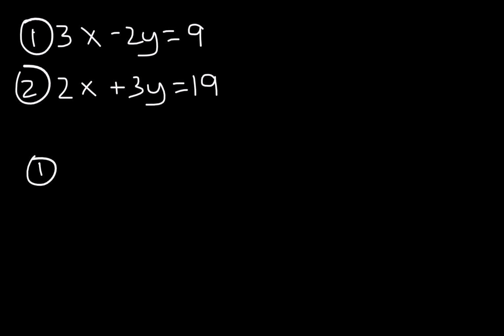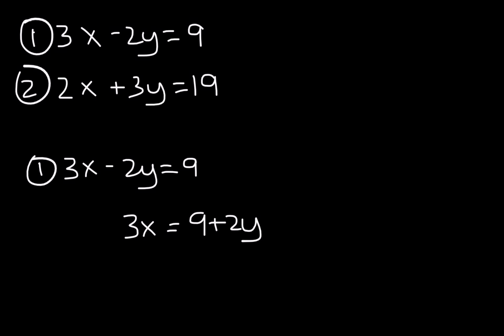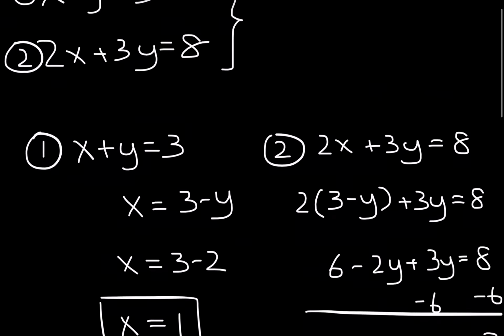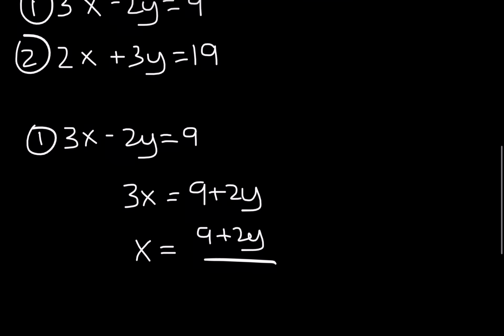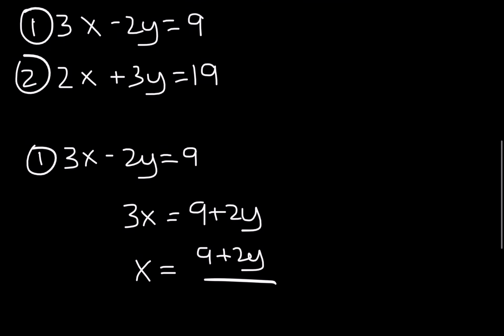Firstly, let's rearrange equation 1 to get only the x's or the y's on one side. In this case, I can simply add 2y to both sides, so I get 3x is equal to 9 plus 2y. And to get x by itself, I can divide both sides by 3. So I get 9 plus 2y, and then divided by 3.